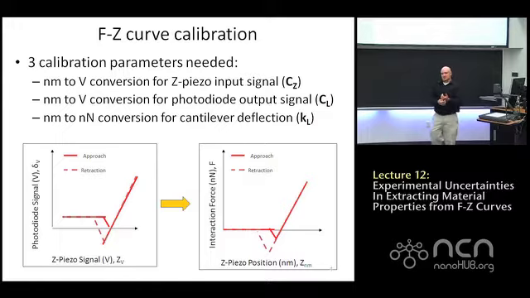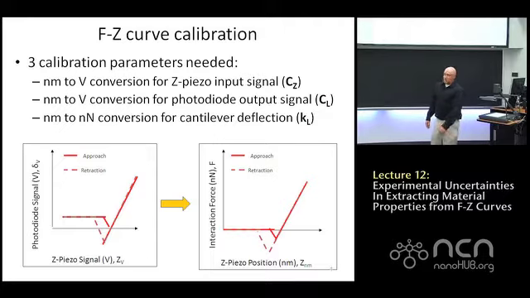As I understand, last time Professor Raman talked about how to calibrate these FZ curves. Really, there are 3 calibration parameters that we're going to have to come up with. We're going to need a nanometer-to-volt conversion for the Z piezo motion, a nanometer-to-volt conversion for the photodiode signal, and then a nanometer-to-force conversion for the cantilever deflection. I'm going to call those calibration parameters CZ, CL, and CK respectively.